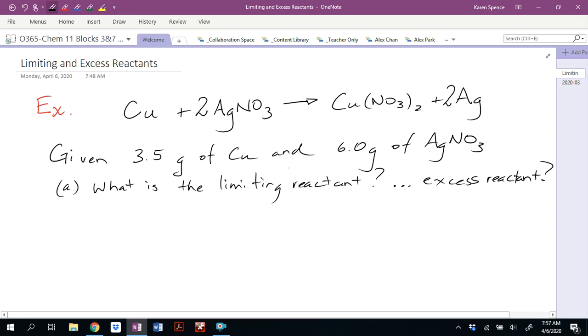And I'm just going to show you my abbreviations for those. Limiting reactant is going to be LR, and excess reactant is going to be XS for the excess. So LR for limiting reactant and XS for excess reactant. And then part B is going to be how many grams of silver can be formed. How many grams of silver, Ag, can be formed?